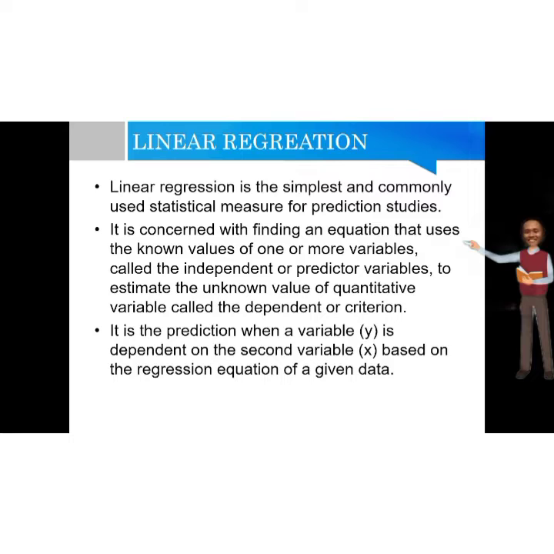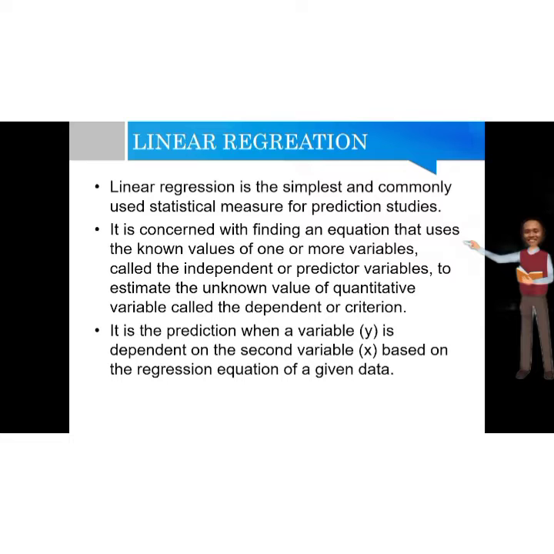Linear regression. Linear regression is the simplest and most commonly used statistical method for prediction studies. It is concerned with finding an equation that uses the known values of one or more variables, called the independent or predictor variables, to estimate the unknown value of a quantitative variable, called the dependent or criterion. It is the prediction when a variable y is dependent on a second variable x. It is based on the regression equation of a given data.